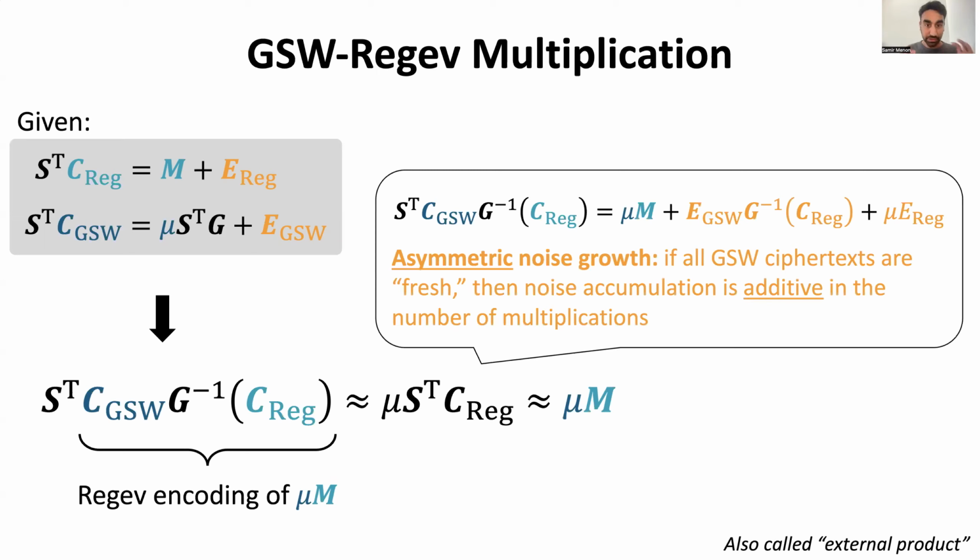And just to show you with the actual noise terms, because it's actually a very weird noise growth pattern, there's a very asymmetric noise growth, right? So if all the GSW ciphertexts are fresh, the accumulation is linear in the number of times we multiply by bits. So if we have, say, 5 bits, and we multiply a ciphertext by 5 bits repeatedly, the ultimate noise is actually only linear in the number of bits we multiply.